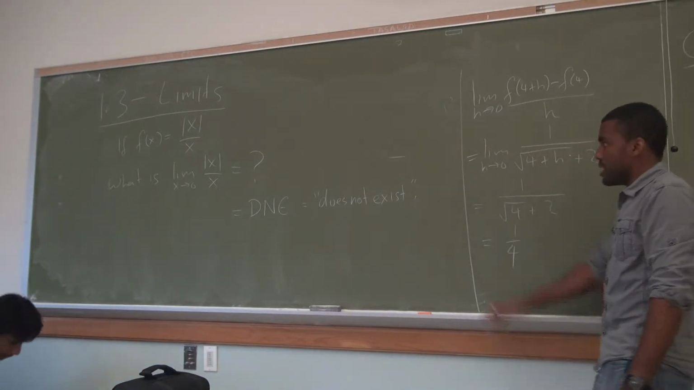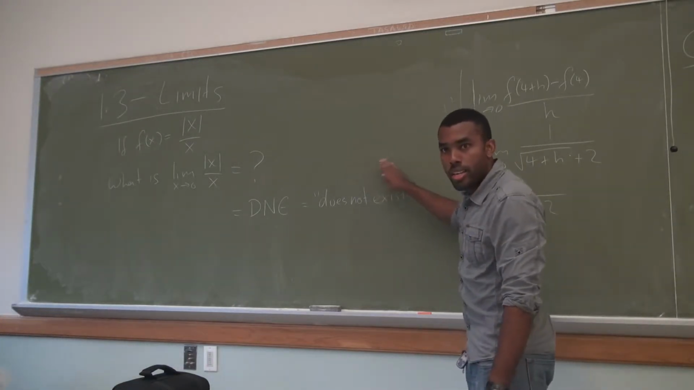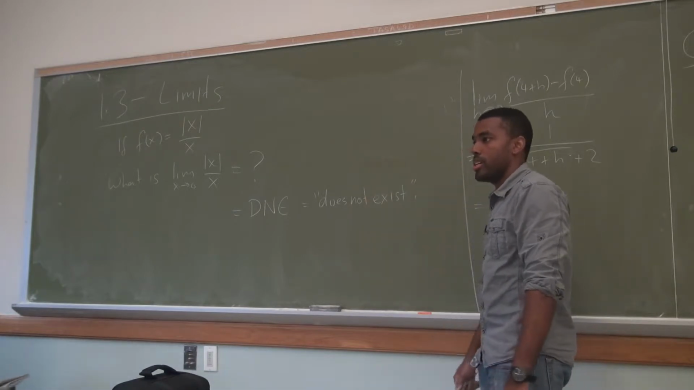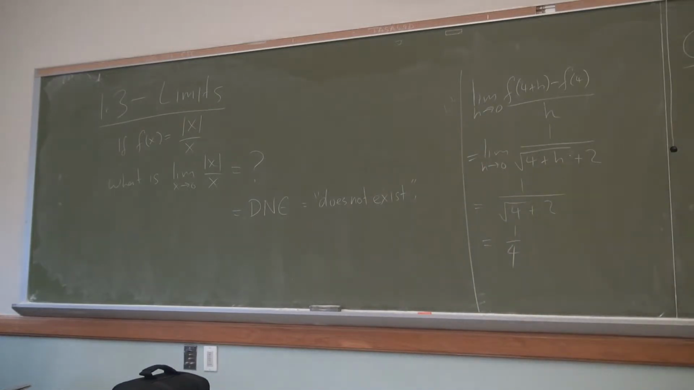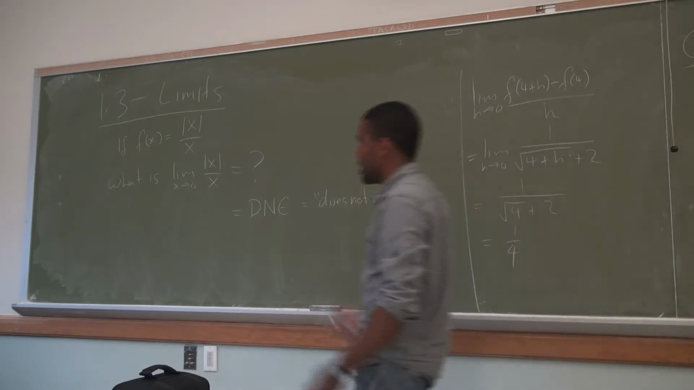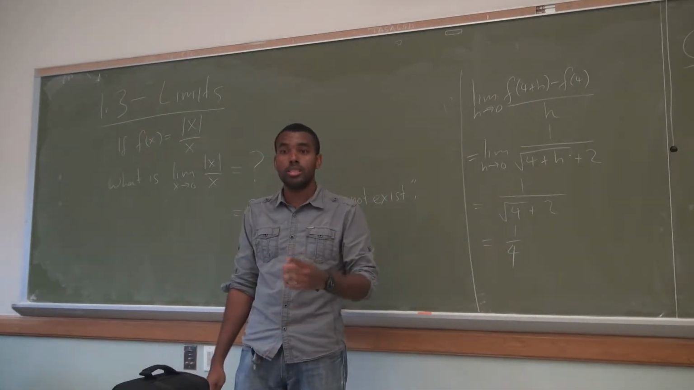Because remember, the limit is the y value that you get close to when your x value gets close to something, right? So if someone asks you, what is the y value you get close to when x gets close to 0? -1. No, it's 1. No, it's -1. No, it's 1. There's no answer, right? There is no y value that you get close to. It depends on your direction. If I come from the left, I get close to -1. If I come from the right, I get close to +1. So this thing just does not exist. It doesn't make sense in our definition of the limit. Yes?